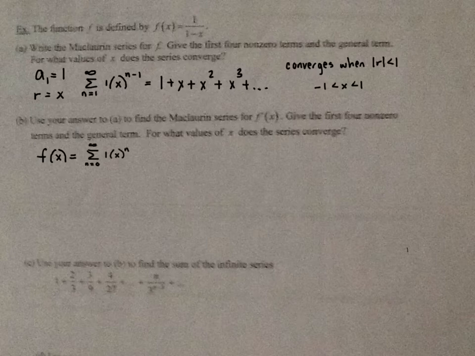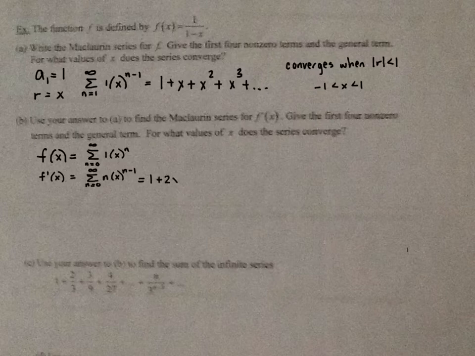Well, this is the original function. So the derivative will be nx to the n minus 1. This might be a little bit confusing because in the original series I used n starting at 1, and in part B I used n starting at 0. You could have started at 1, that's totally fine, but for me it was just easier to start at 0 for f of x because the derivative just looks a little bit nicer than it would if I started at 1. But either answer would have been completely accurate. It just depends on your personal preference.